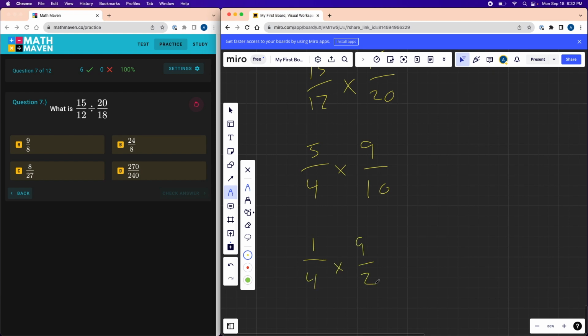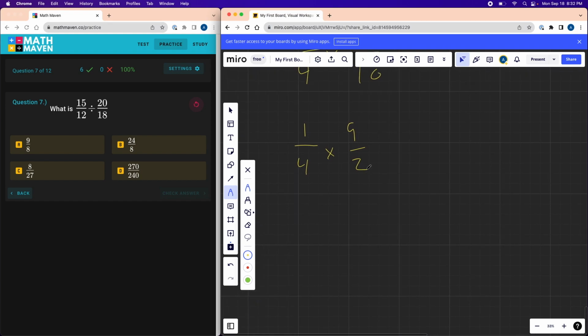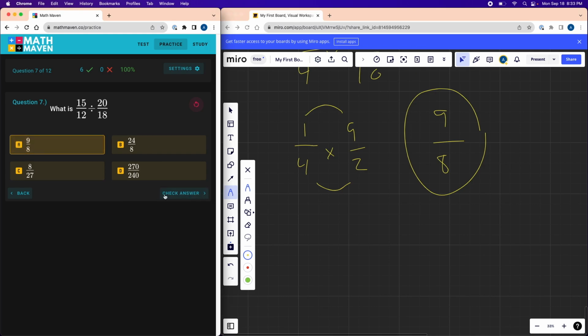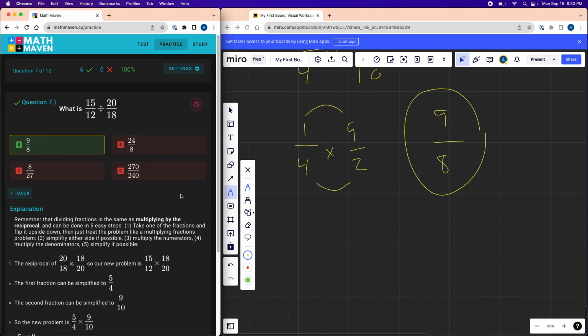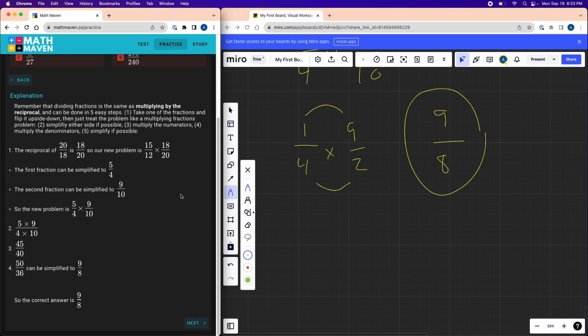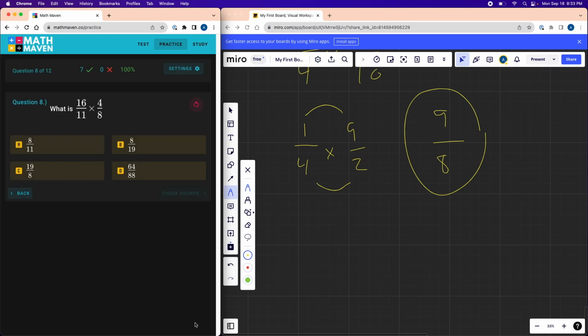9 over 2. And now we have a very simple multiplication problem where we just multiply the numerators and multiply the denominators. 1 times 9 equals 9. 4 times 2 equals 8. And our final answer should be 9/8, which happens to be answer A over here. So we will select that, check our answer, and it appears to be right. And there's the explanation there. All right, let's move on to the next one here.